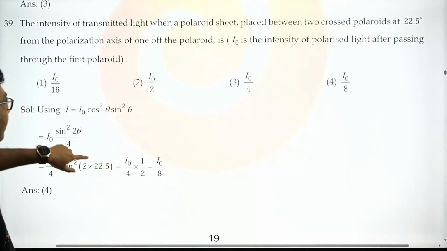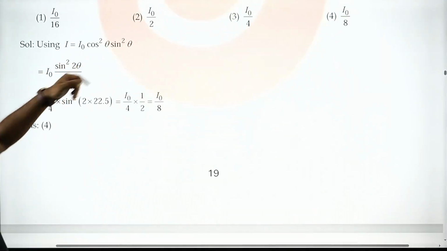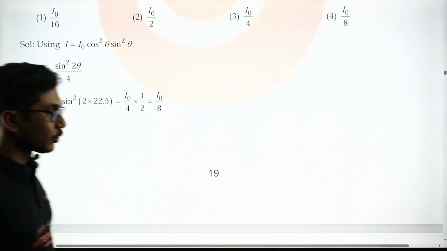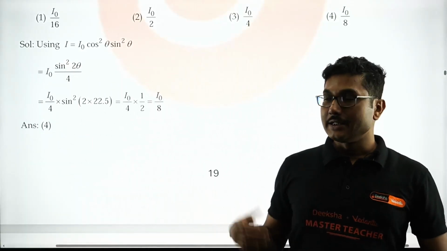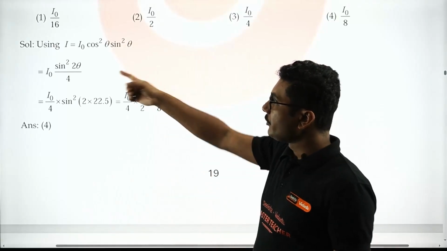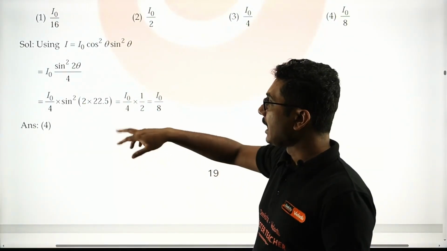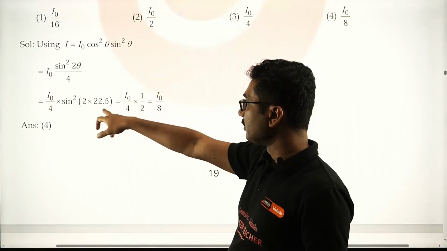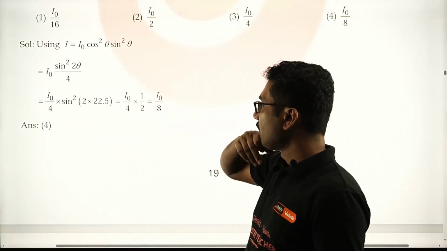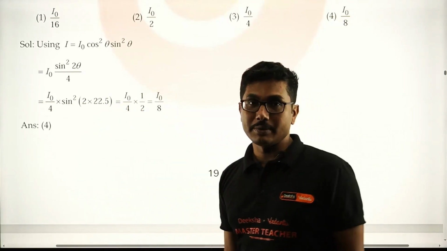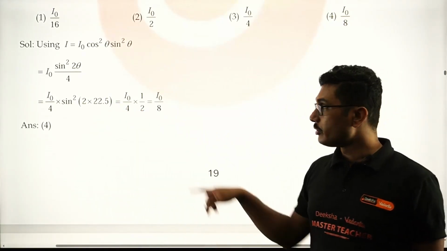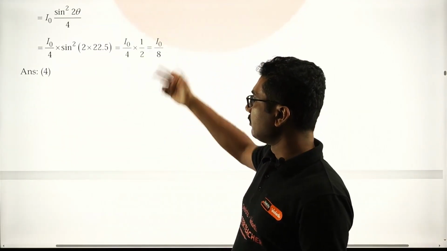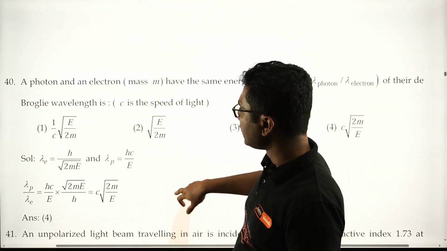adding another Polaroid. The formula should be I equals I naught cos square theta sin square theta, that is sin square 2 theta over 4. Because 22.5 degree is not common, you have to use this formula, nothing else, and in that case you will get this to be I naught by 4 times sine square 45 degree. Sine square 45 degree means 1 by root 2 whole square, that is half, so you get this to be I naught by 8. Again, not difficult, not easy question.